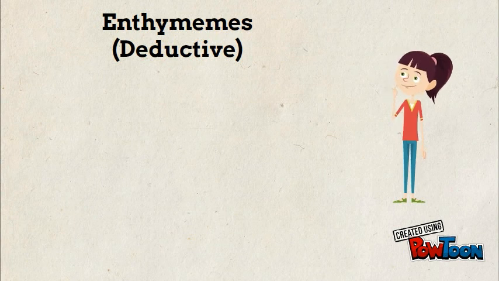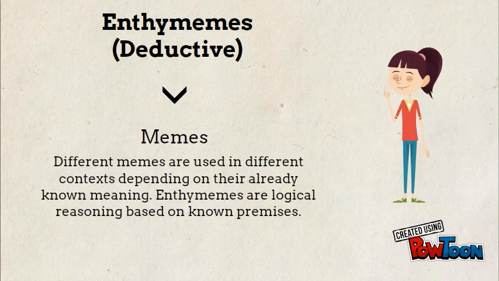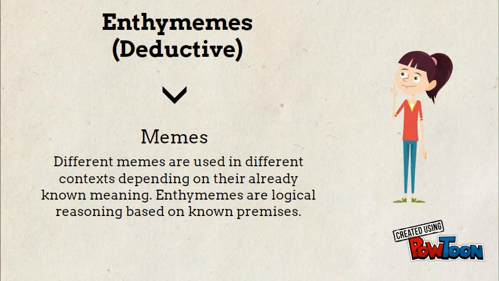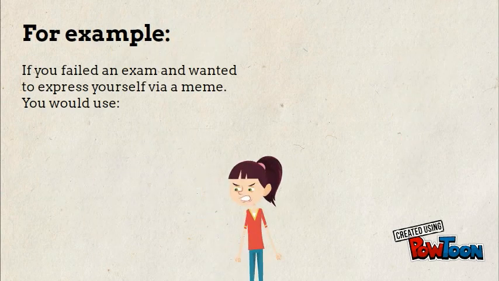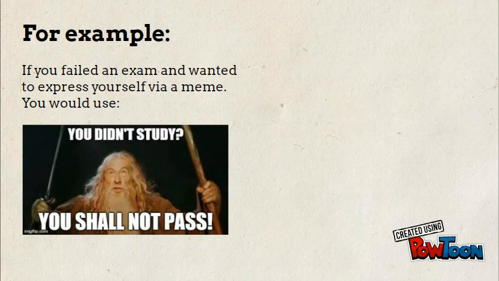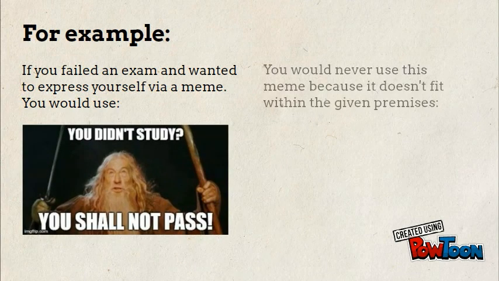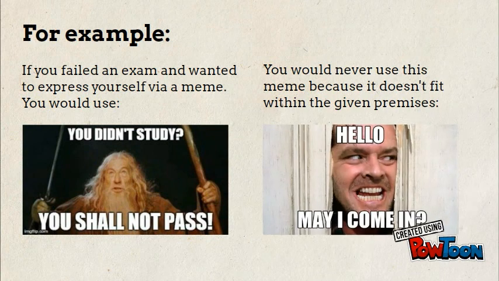Enthymemes are deductive. To remember the definition of enthymemes, remember the word meme. Different memes are used in different contexts depending on their already known meaning. Enthymemes are logical reasoning based on known premises. For example, if you failed an exam and wanted to express yourself via meme, you would use the "you shall not pass" meme from Lord of the Rings. You would never use this meme because it doesn't fit within the given premises. For example, you wouldn't use the "this is Johnny" meme because it wouldn't fit.